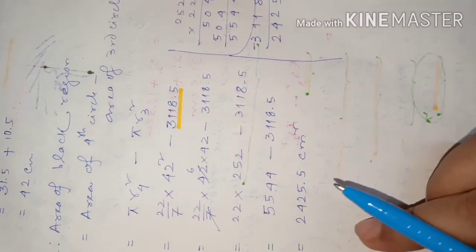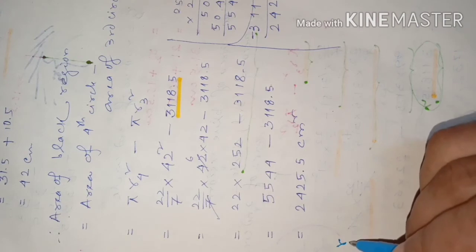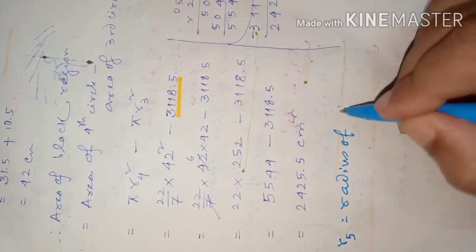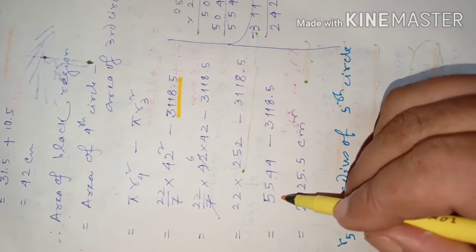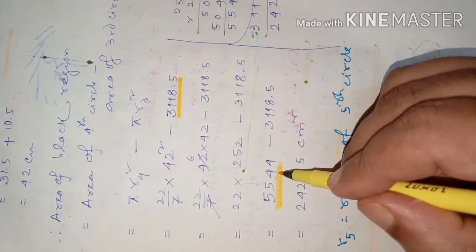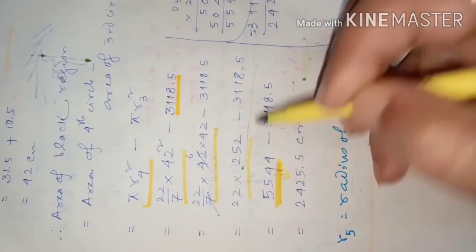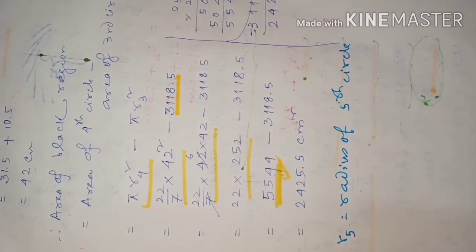Now comes the last region, that is the area of the white region. You have to find out. White region comes between the fourth circle and the fifth circle. So let us write the radius of the fifth circle, that is R5. Here also, dear students, this number will represent the area of the fourth circle. That is 5544, which can be used here again for calculation of the area of the white region.